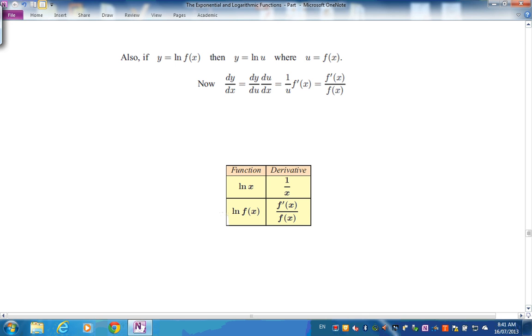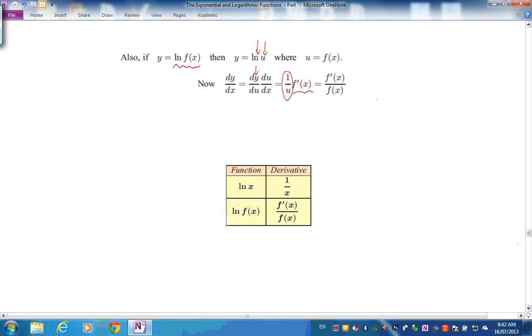Okay, so here what we're saying again is if you have ln of some function in x, then don't forget you do the ln, differentiate that, and then you must do the derivative of that other function. So the derivative of ln is always 1 on the function times the derivative of that.